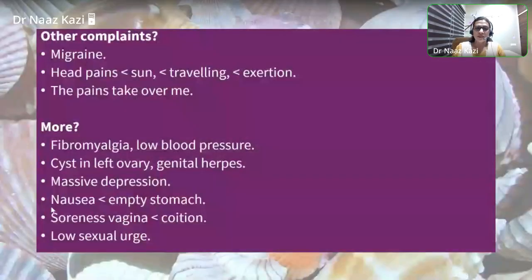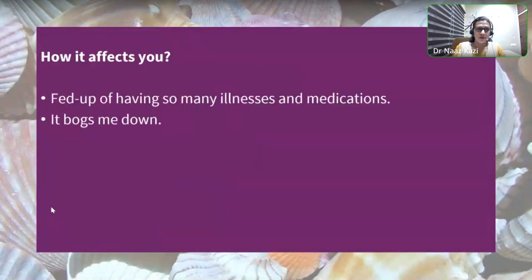So she has some fibromyalgia, some low blood pressure, a cyst in the left ovary, genital herpes. Then she says, doctor, because of all this, I have massive depression. Sometimes if I'm on an empty stomach, I feel nauseated, and I have soreness in the vagina during coition, and I have a low sexual urge. With her giving me so many complaints, I put this question to her: how does it affect you? And she says, Doctor, I'm just fed up of having so many illnesses and medication.